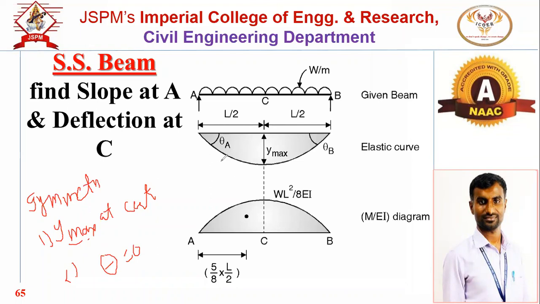Because if you draw the tangent on the elastic curve, you will get just a horizontal line. So this is the tangent at the point of maximum deflection. So theta will be 0. Theta will be 0 means slope will be 0.